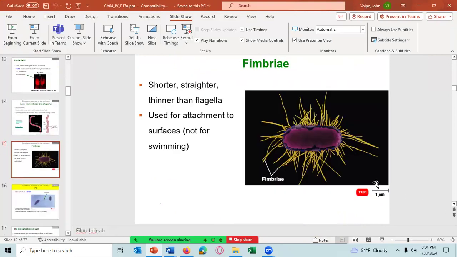Fimbriae are shorter and straighter than flagella, and they are not used for movement. They're used for attaching the cell to a surface. Some human pathogens have fimbriae, and the fimbriae attach to, well, human tissue or human cells.